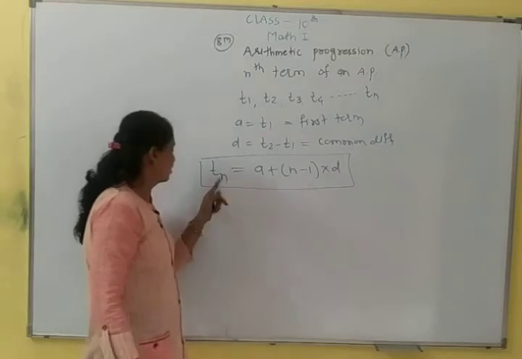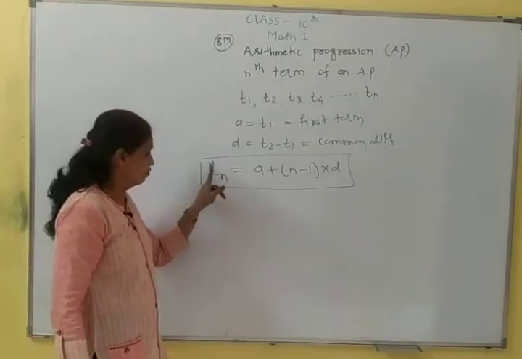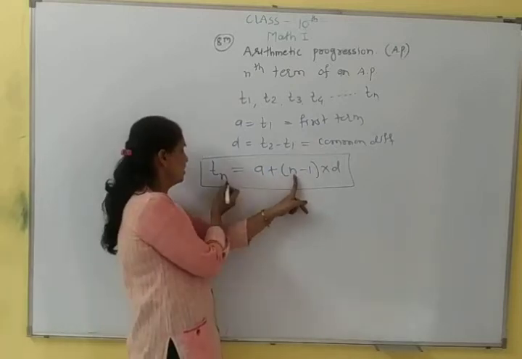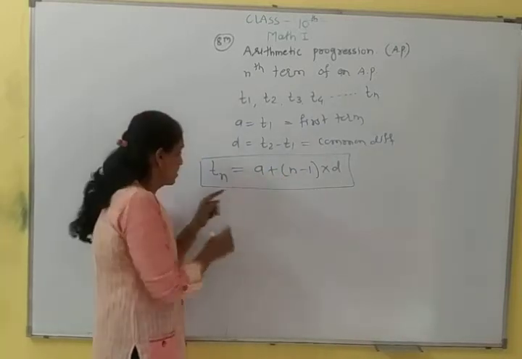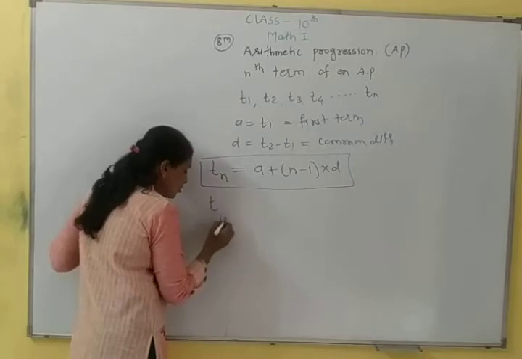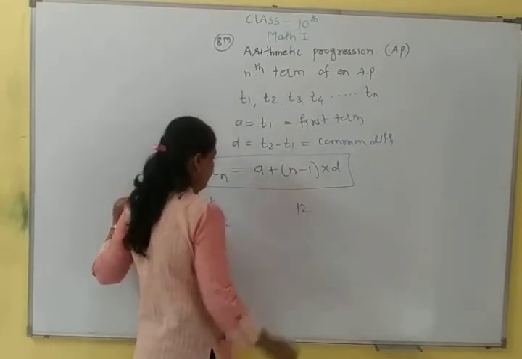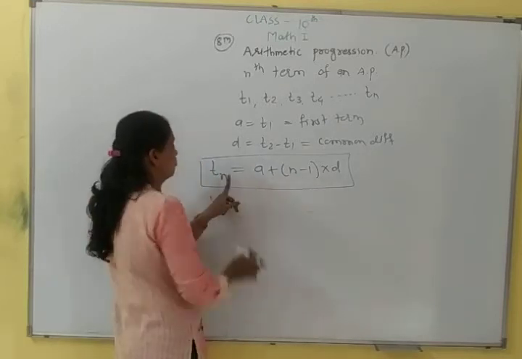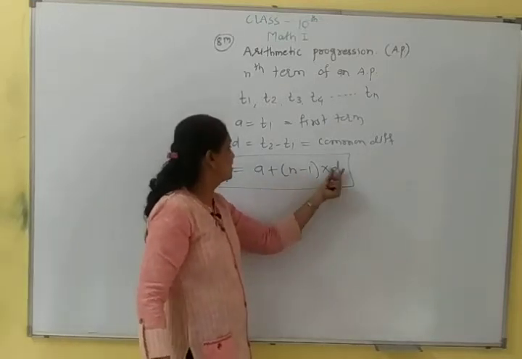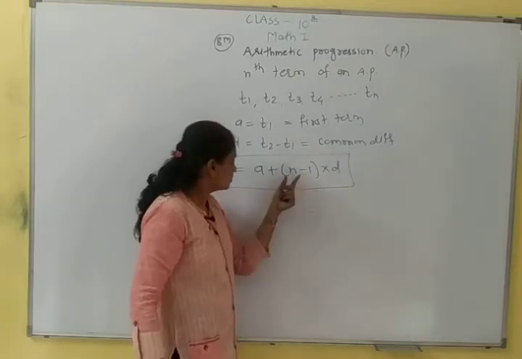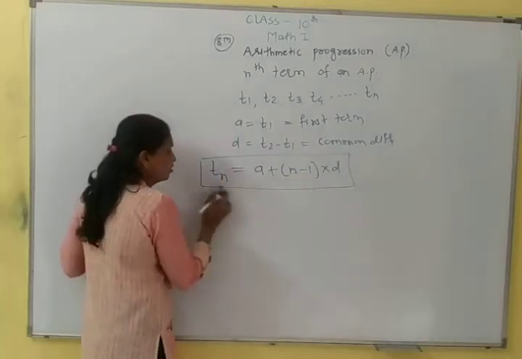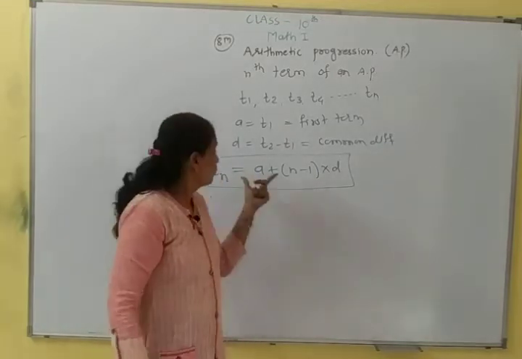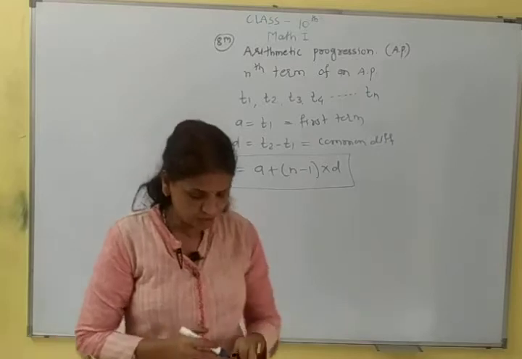So in this general term, the nth term equals A, the first term, plus n minus 1 into D. Here this n and this n are both the same. If n equals 12, then this n is also 12. Then Tn equal to A plus n minus 1 into D, where D is the common difference. So this is the general term or nth term of an AP. By this formula, we can solve exercise 3.2.